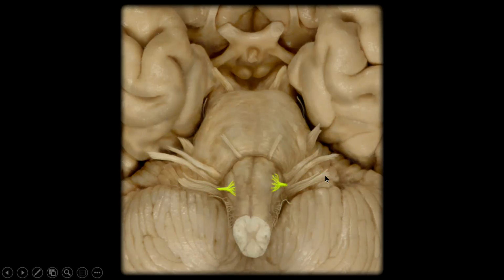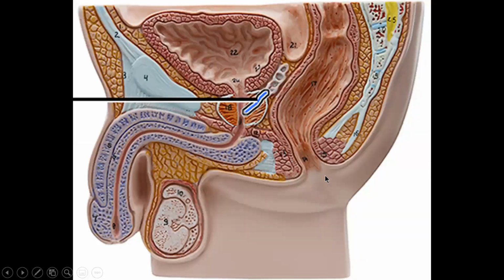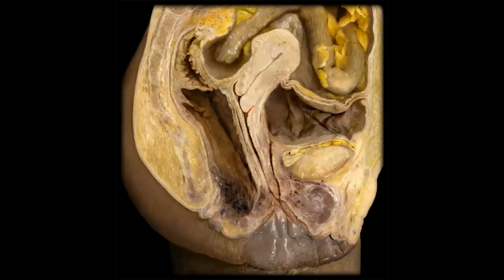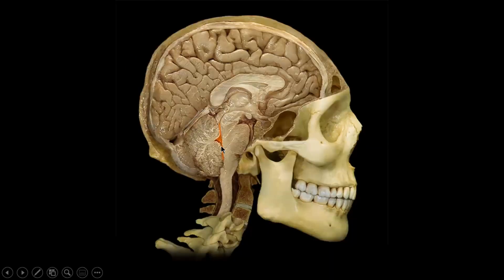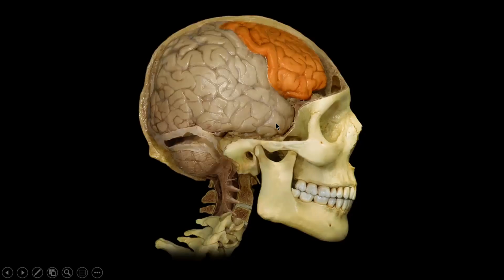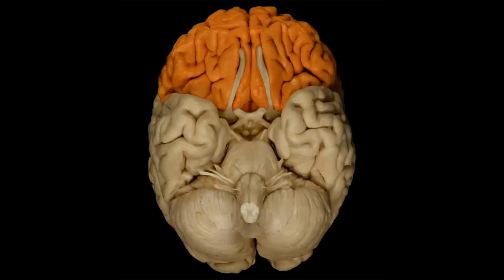So please go back to the APR and do these. Practice, practice those. A lot of reproductive in between. This is showing you the 4th ventricle right here. 4th ventricle between the pons and the cerebellum. This is frontal lobe. That's all it's showing. This is the frontal lobe of the cerebrum. Frontal lobe of the cerebrum.